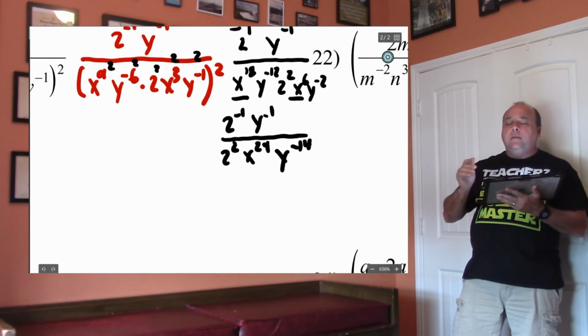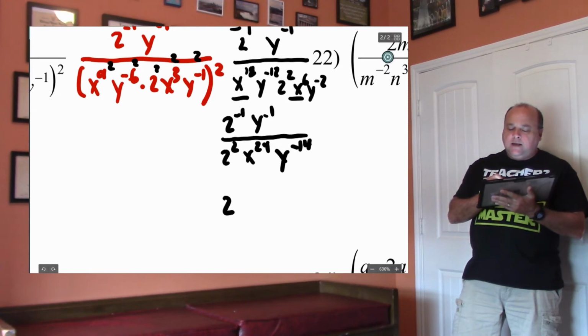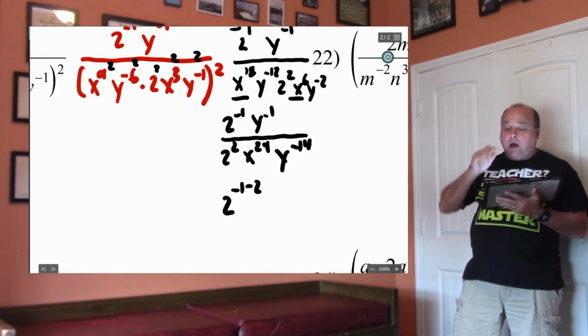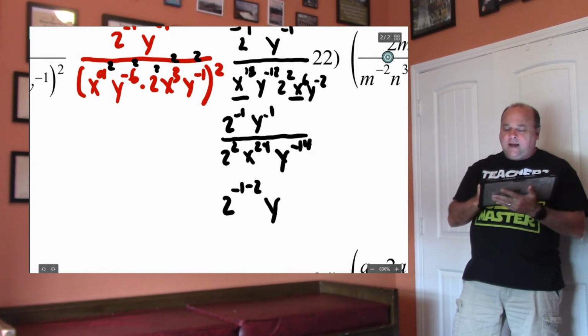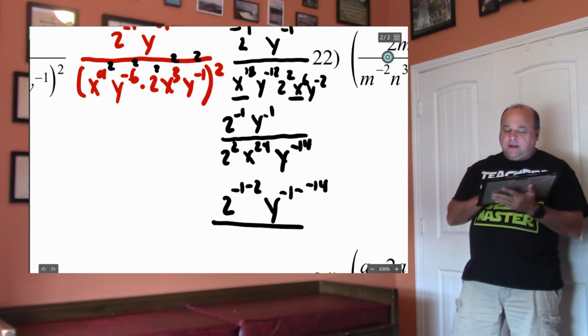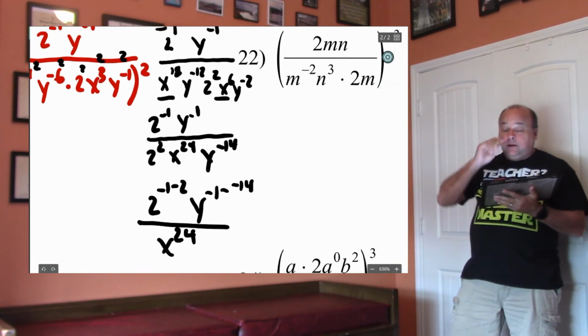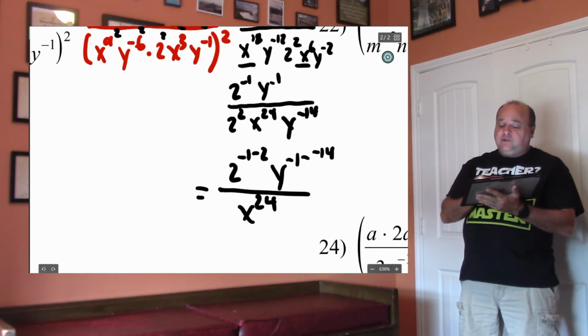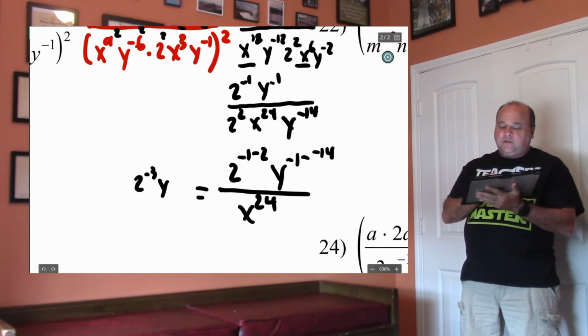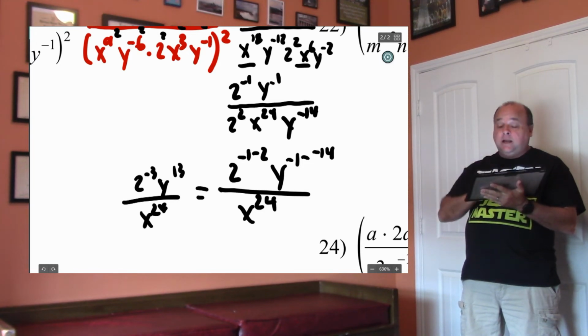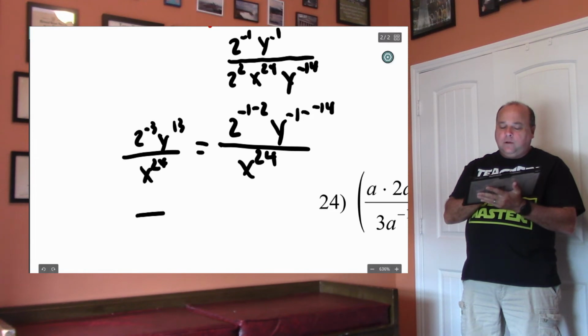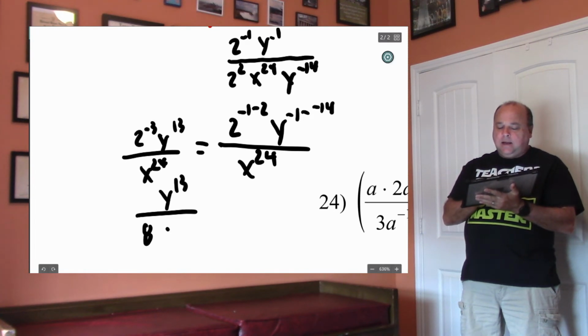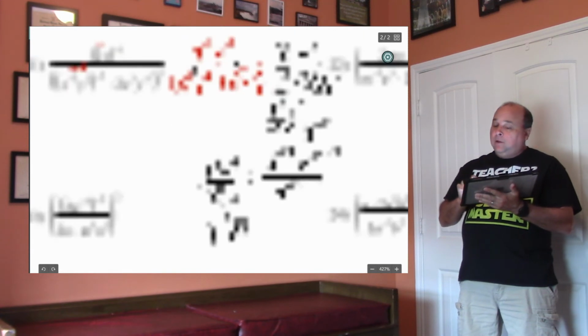Okay, now then we can group them up. Okay, so we have 2 to the negative 1 minus 2, and then all of the x's are on the bottom. So y to the negative 1 minus negative 14, and then I'm going to keep my x to the 24 on the bottom. This is really, really tricky. Okay, so negative 1 minus 2 is negative 3, and then negative 1 plus 14 is 13, all over x to the 24, and my 2's are going to end up on the bottom, aren't they? So I'm going to have y to the 13 over 8 x to the 24. It's a lot of work.